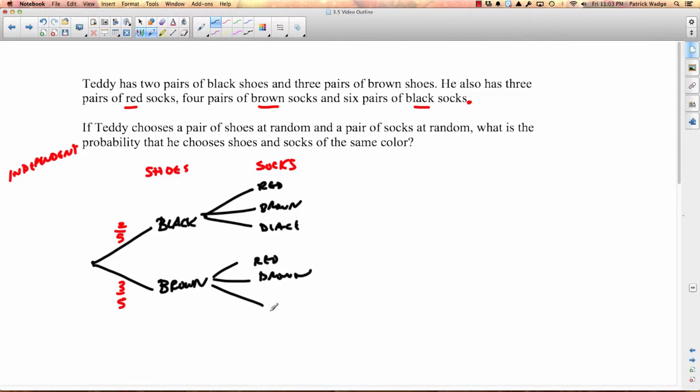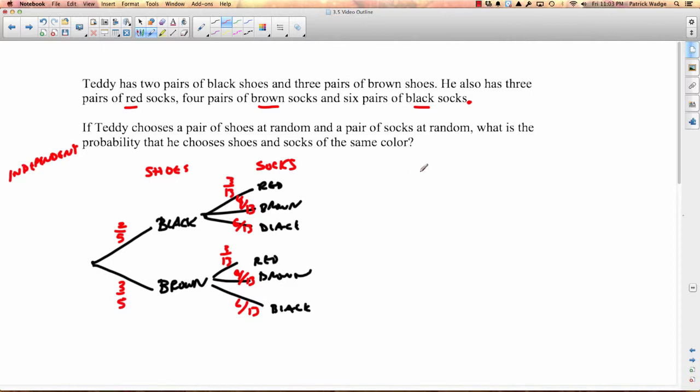And again, is each one of those socks just as likely as the other? No way, because we have 3 pairs of red, 4 pairs of brown, and 6 pairs of black. So it's a total of 6, 4, and 3 is 13. And we have 3 pairs of red, so there's a 3 out of 13 chance for the red. For the brown, it's a 4 out of 13. Hard to read that, but that's 4. I don't know what's wrong with my 4s tonight. And for the black ones, it's 6 out of 13, 6 out of 13.